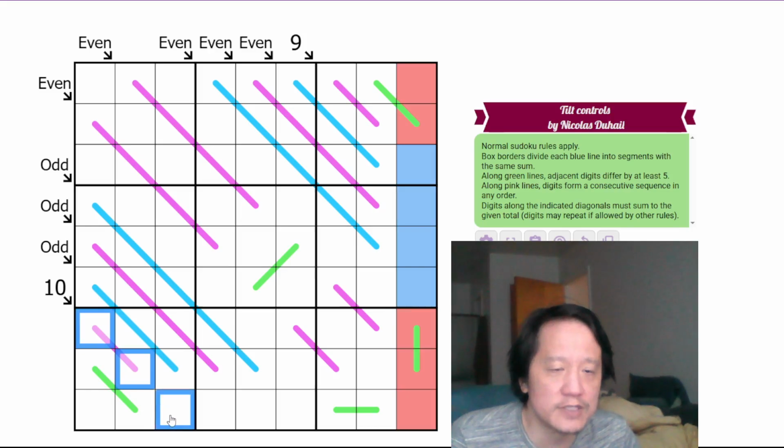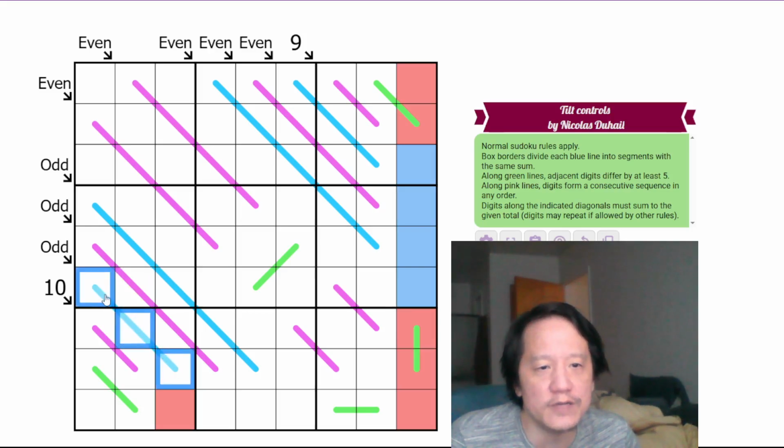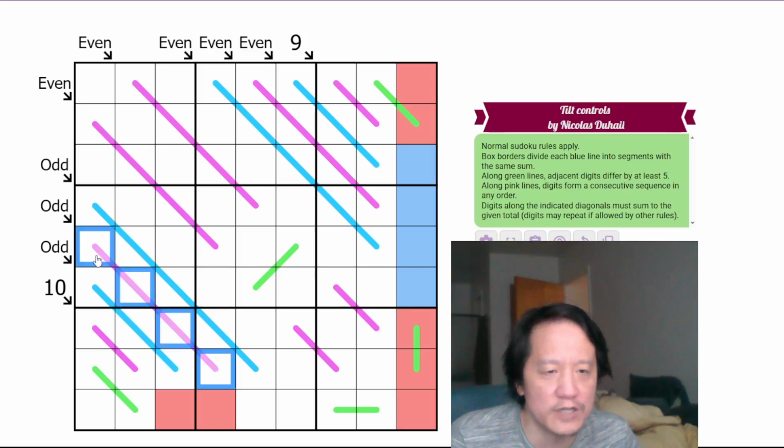Here, this must add up to 10, whereas we know this is an odd sum here. To add up to an even sum with an odd number, the other number has to be odd. So this must be odd. I think it's going to be the same here. These add up to an even sum because these sum up to the same sum as that. So this is odd. Again, this is two odds and two evens here, which adds up to an even sum. To add up to an odd sum, it has to be odd there.